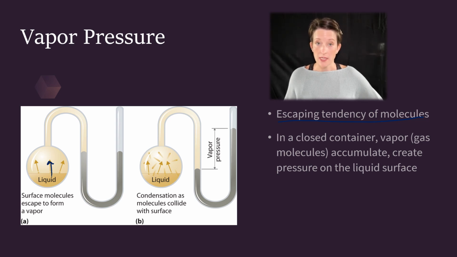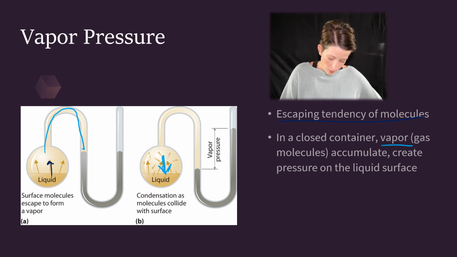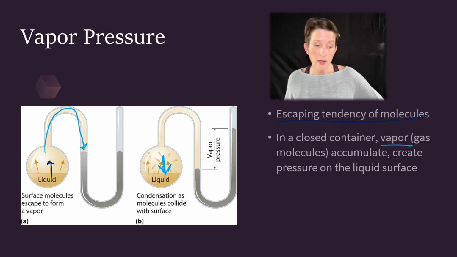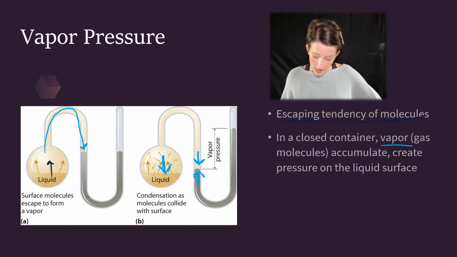If you have a closed container, the vapor, or those gas molecules, will accumulate and start to push pressure on the liquid surface. Here in this diagram, this is kind of like how a mercury thermometer works, or barometers, something along those lines. So that gas is going to exert a pressure onto the liquid in this tube. And at some point, it's going to exert just enough pressure that the pressure of the mercury or ethanol, whatever happens to be there, is going to be equal, and we can measure that vapor pressure.